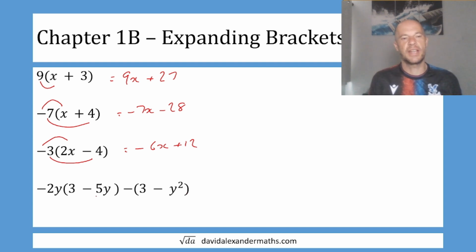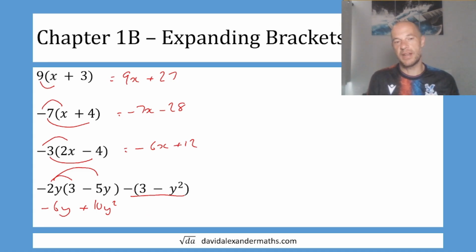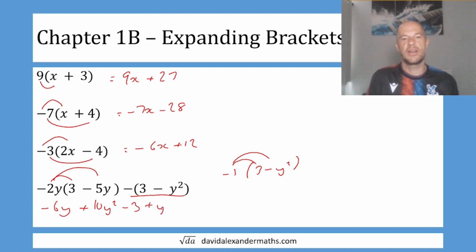Okay, let's look at this final example. So negative 2y times 3 is negative 6y. Negative 2y multiplied by negative 5y is positive 10y squared. Now this is the part where people are likely to make a mistake. It's not minus 3 minus y squared if you're expanding the brackets. We do need to remember that that is the same as minus 1 lots of 3 minus y squared. So minus 1 times 3 is minus 3, and then negative 1 times negative y squared is a plus y squared. And we can tidy this up, it's not asking us to, but that is 11y squared minus 6y, take away 3.